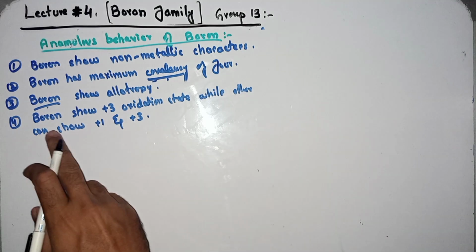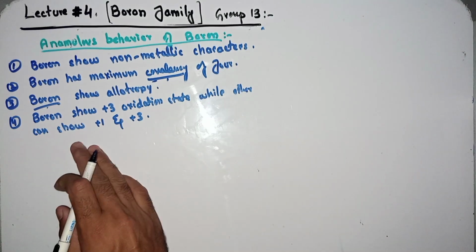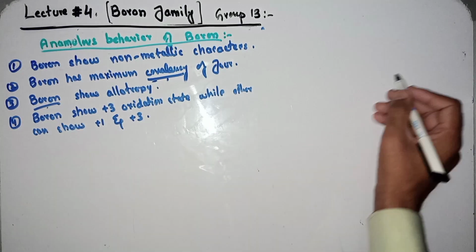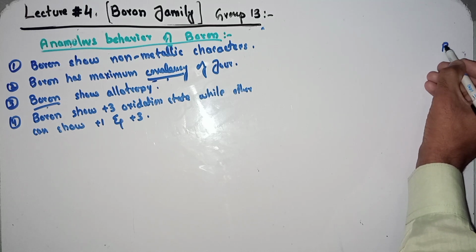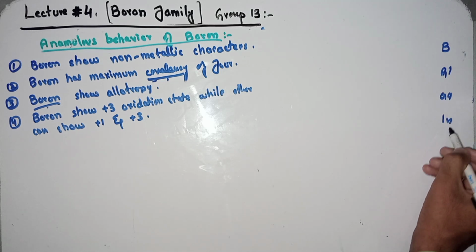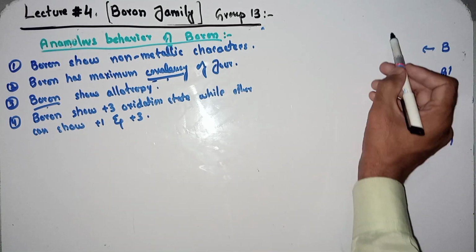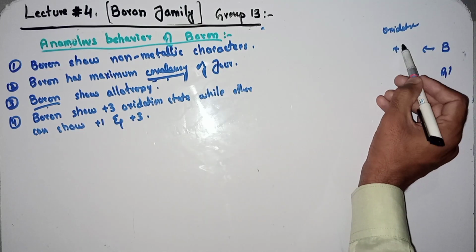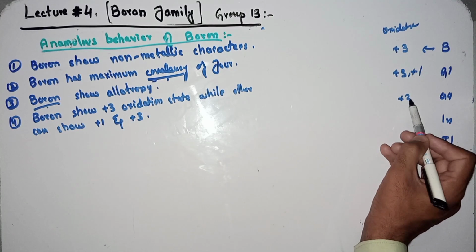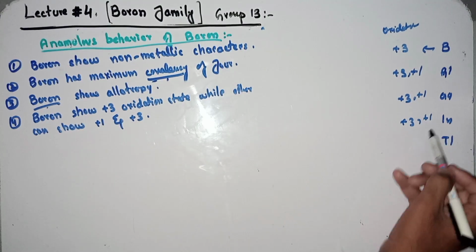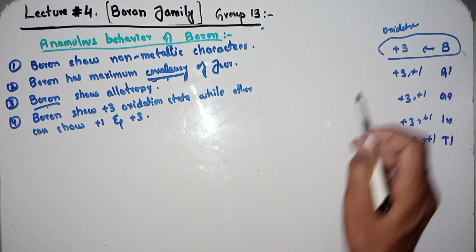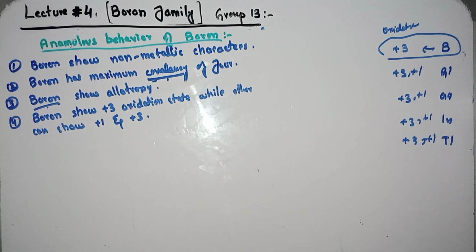The next anomalous behavior of boron is that boron shows the +3 oxidation state, while other elements of group 13 can show +1 and +3 oxidation states. Let's suppose here boron, aluminium, gallium, indium, and thallium. Boron shows the +3 oxidation state, while aluminium can show +3 and +1 oxidation states, while boron will only show the +3 oxidation state. That is also the unique behavior of boron.